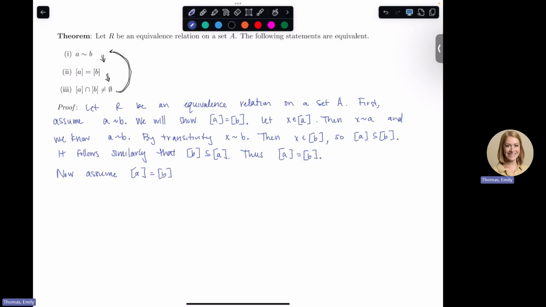So now we're going to assume 2 and show 3. So we are going to let A and B be in A.